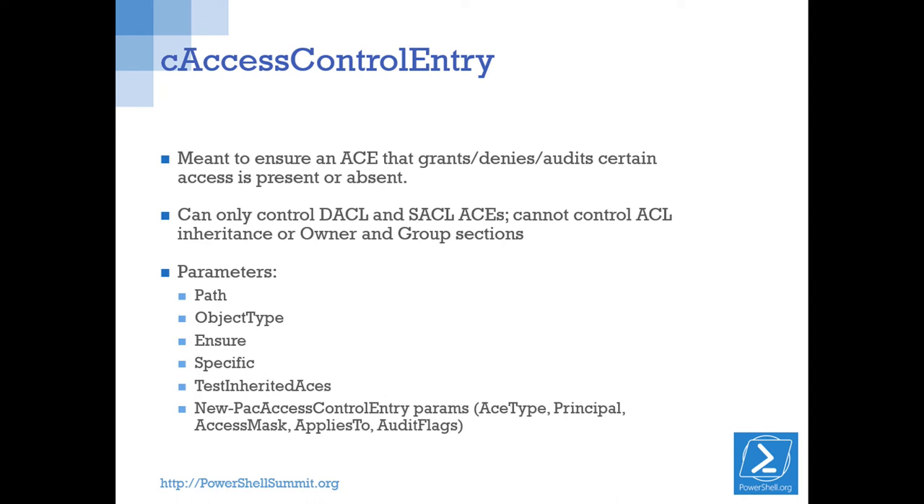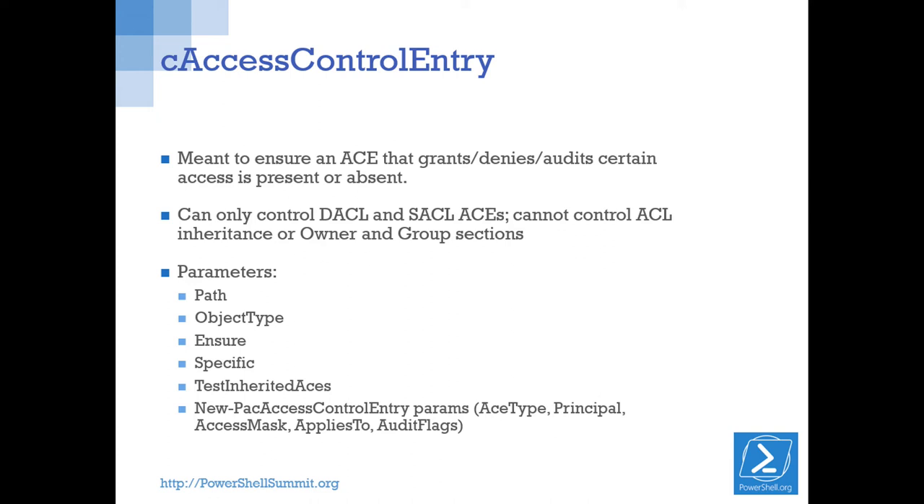If you say, I want to make sure that this user has write access, and the user has full control and Specific is set to false, great, I'm happy. I'm not looking for a specific ACE that grants delete to the folder, subfolders, and files. I'm just looking that delete is there somewhere. If Specific is true, then it must match exactly. And the reverse is true when you're telling it Ensure is absent. If you say Specific is false and you say remove delete, then if you have full control, you should be left with full control minus delete.